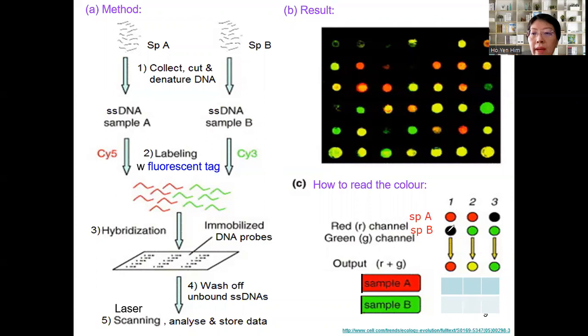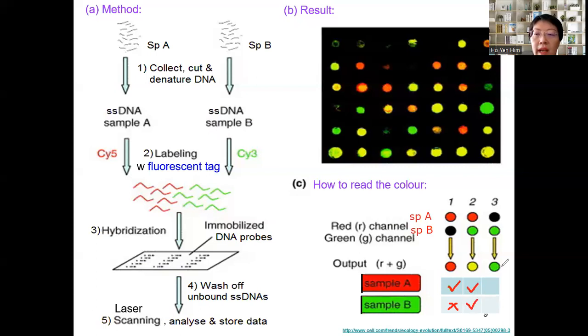So case number 1 is species A contains the DNA and species B doesn't have it. In that particular spot, it will give us the red color. So in this example here, you see, when a spot is red color, it shows that it has got DNA from sample A, it doesn't have DNA from sample B. When a spot is yellow color, meaning it's got DNA from sample A, DNA from sample B.